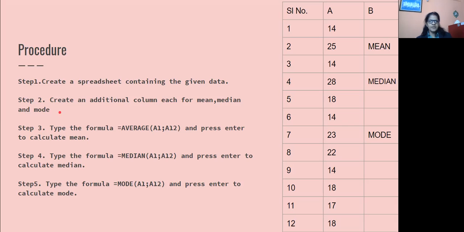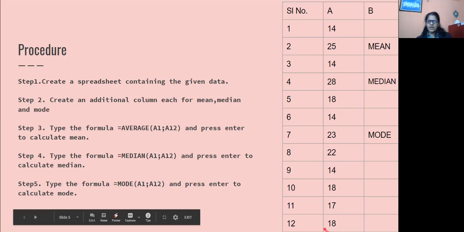Second step is to create an additional column each for mean, median and mode. Third step is for calculating mean. This is the formula we need to use: equal to average, then in this case A1, so you have to see the position of the cell. It is under A, then 1, so it is A1, A2, A3, and the last one is A12.